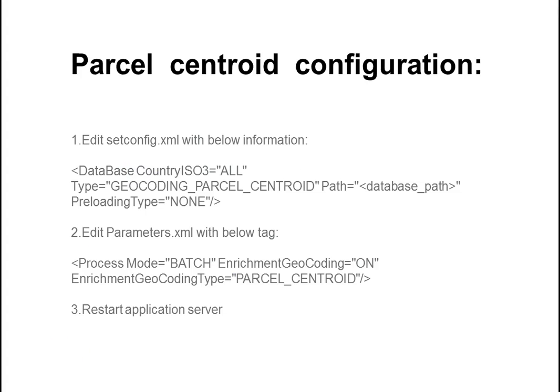Now we will see how to configure the parcel centroid configuration. For the parcel centroid configuration, we have to edit the setconfig.xml with the below information where type is equal to geocoding parcel centroid, and for the path you have to give the parcel centroid database path. Then in the parameters.xml file, we have to add the below tag where enrichment geocoding will be on and the geocoding type is parcel centroid. After making these changes, we have to restart the application server.